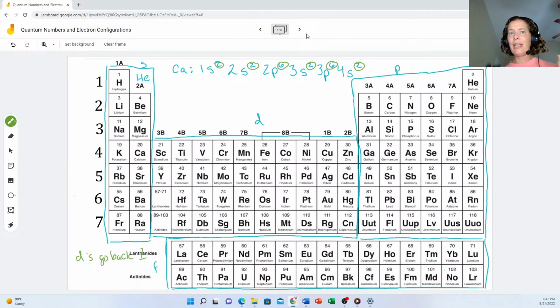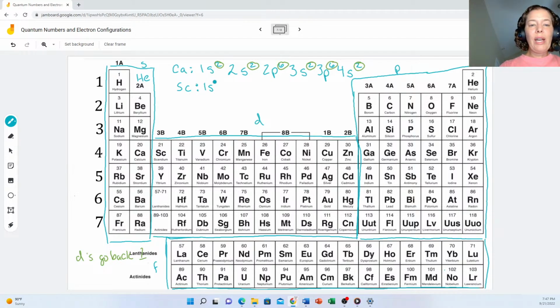Again, just make sure you get that table written down correctly if you're using it for a test or a quiz or something like that. Okay, so D's go back 1. So let's go ahead and do the electron configuration for scandium. Now, this, again, it's going to follow calcium exactly until we get to the D's.